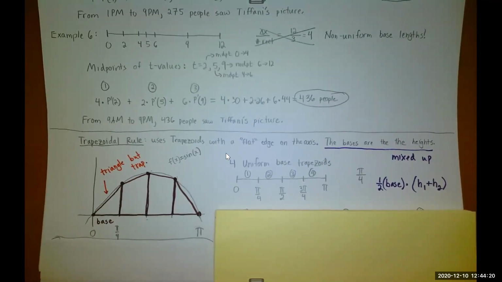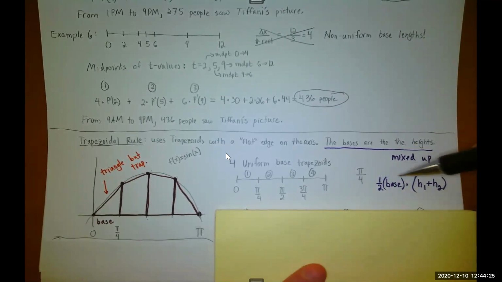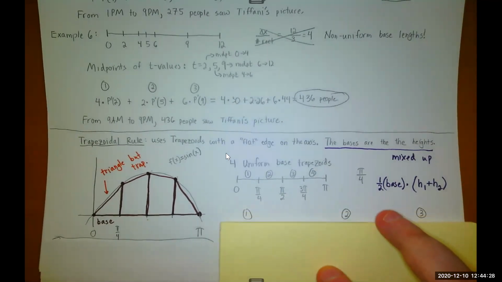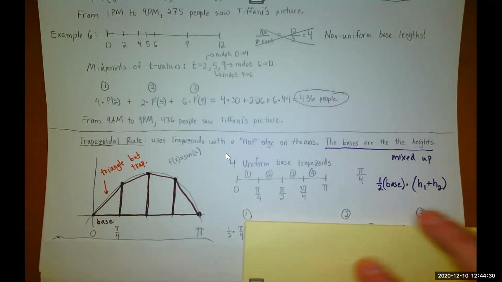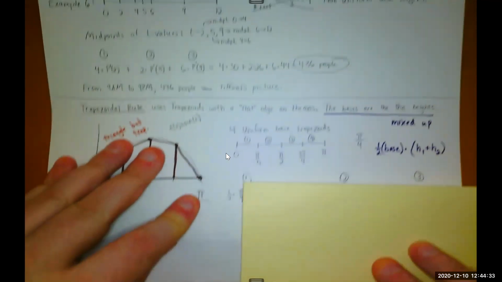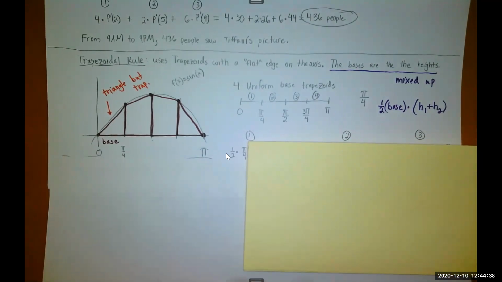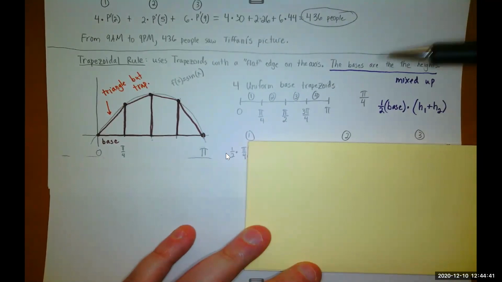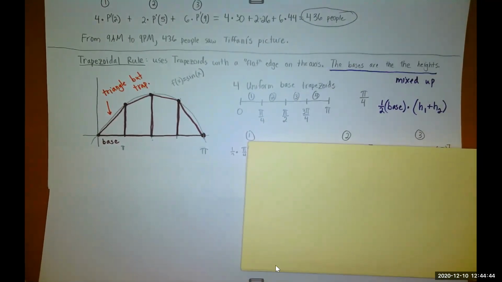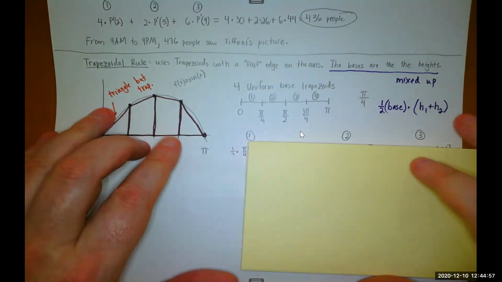Okay, so how do we get the area of that first trapezoid? We're going to do 1/2 times the base times the sum of the two heights. So the first trapezoid starts out just like that. We're going 1/2 times pi over 4. Where did I get pi over 4 from? I got pi over 4 from saying that the x values go from 0 and stop at pi, for a total distance of pi. And then we're doing 4 equal-sized base trapezoids. So each one of them is pi over 4.